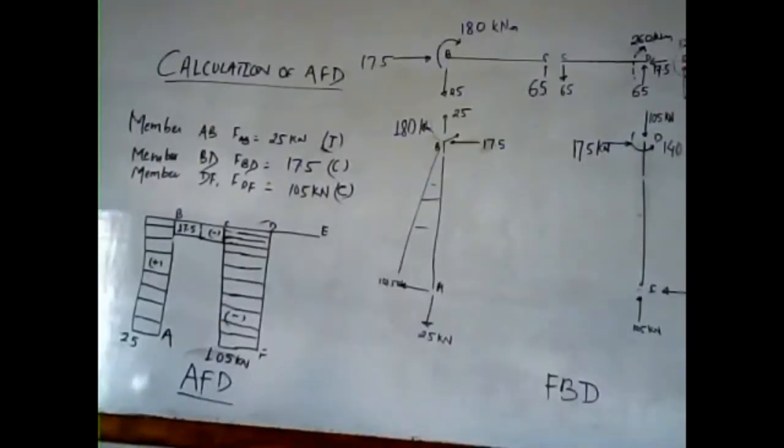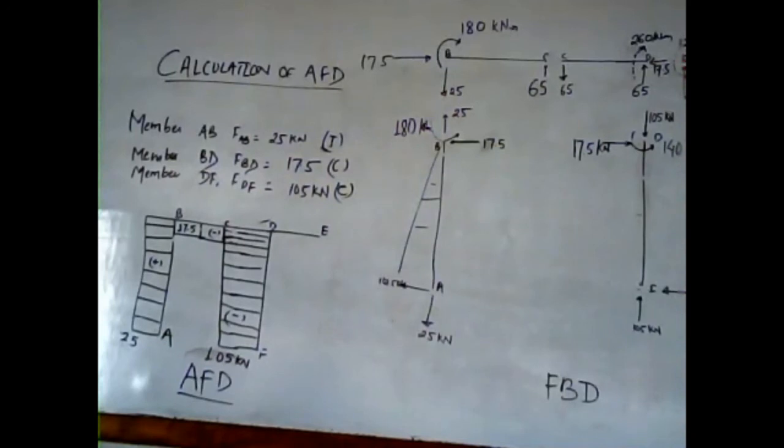So friends, the first thing we need to draw is the axial force diagram. Axial force is the force along the member, that is, the force along the sections. Here we have different members like AB, BCD, DE, and DF. So this is the force parallel with the sections, that is, along the members given.